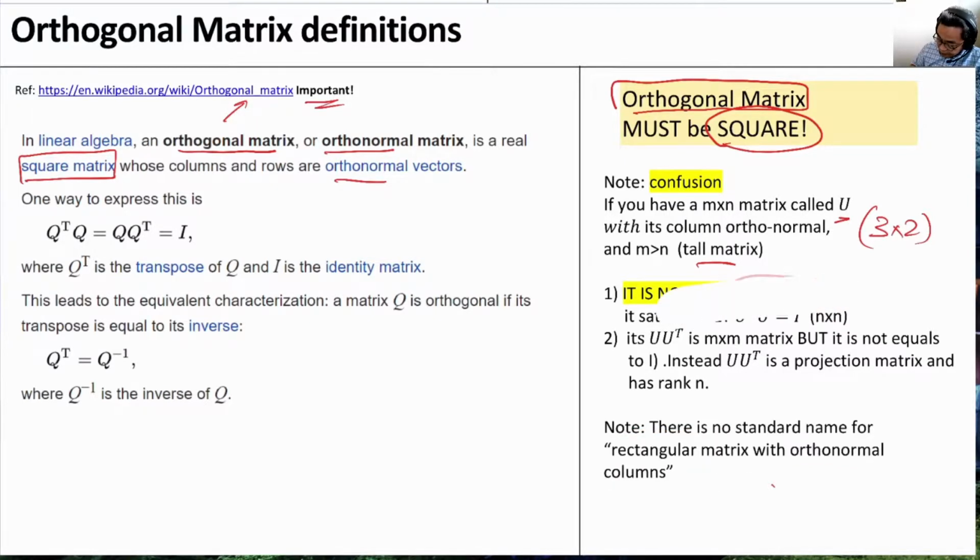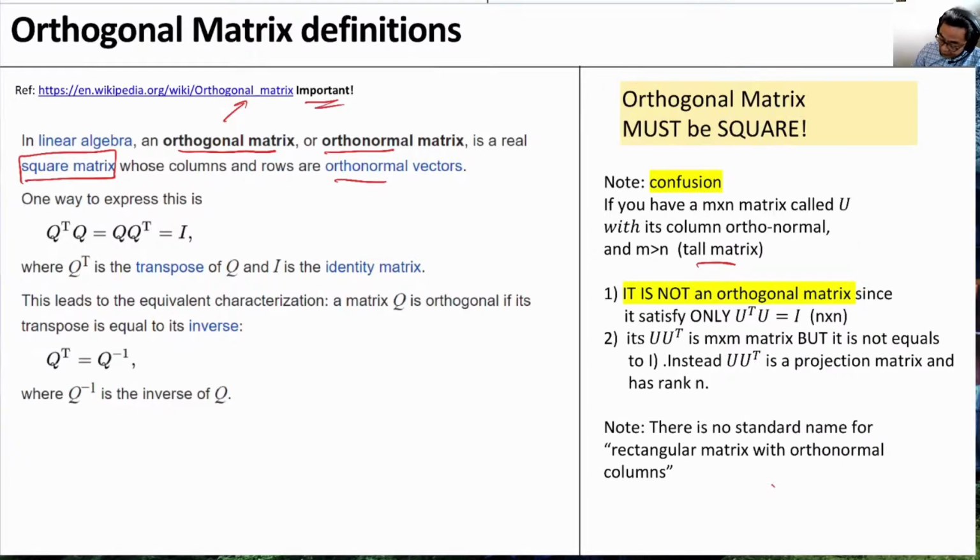But please remember, if U has orthonormal columns, it will have two properties. U transpose U will be the identity. The dimension will be n by n if it is originally an m by n matrix. UU transpose will be an m by m square matrix, but it's not equal to the identity. It is a projection matrix with rank n.